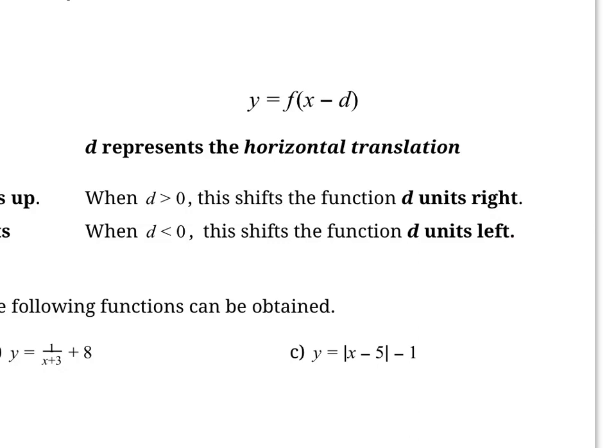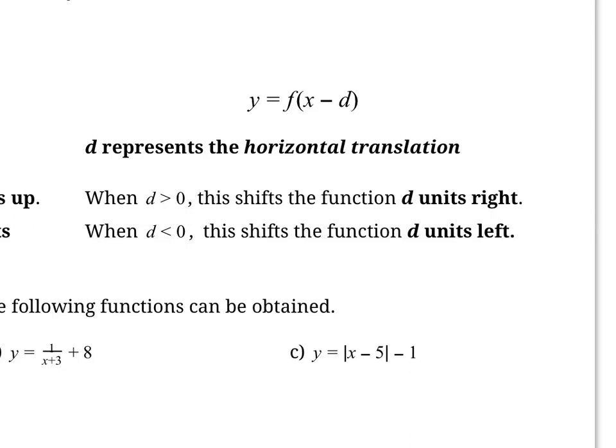If all of this is extremely confusing to you and you want to remember it in a completely different way, that is also fine. So some students like to remember that when D looks positive, we're actually going left, and when D looks negative, we're actually going to the right. Whatever works for you is just fine.